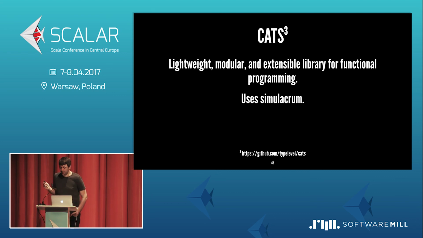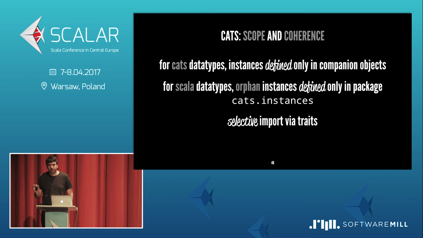Cats. Cats is a well-known library of functional programming primitives for Scala, contains a bunch of useful type classes. And it uses Simulacrum, first of all, which is very cool. But what we want to look at is where instances are defined in cats. First of all, for any data type, any type defined by cats itself, all of the instances are defined in the companion objects, because that's possible for cats to do, and that's the right place to put them.